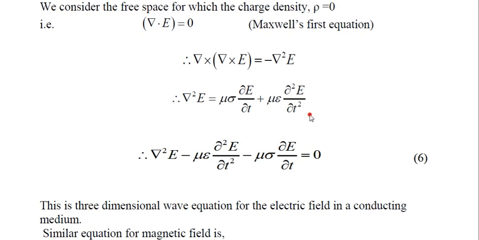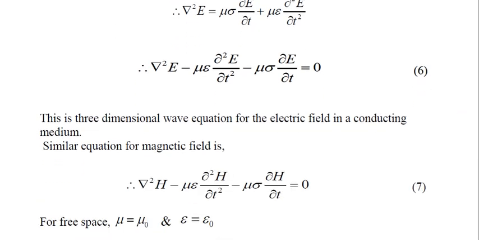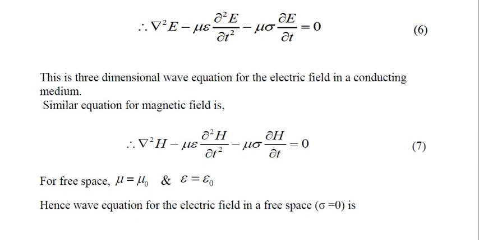Here we got del square E is equal to mu into sigma dou E by dou t plus mu into epsilon dou 2E by dou t square. If we write these terms from the right side to the left side, again it becomes negative: del square E minus mu into epsilon dou 2E by dou t square minus mu into sigma dou E by dou t is equal to 0. Equation number 6.